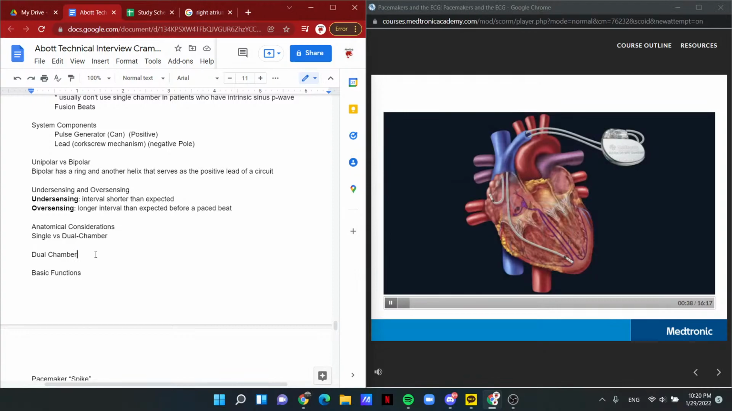Dual-chamber pacemakers consist of the pulse generator and 2 leads. One to the right atrium and one to the right ventricle. The leads can be positioned almost anywhere within these 2 chambers. Each lead delivers a tiny electrical signal that results in depolarization.